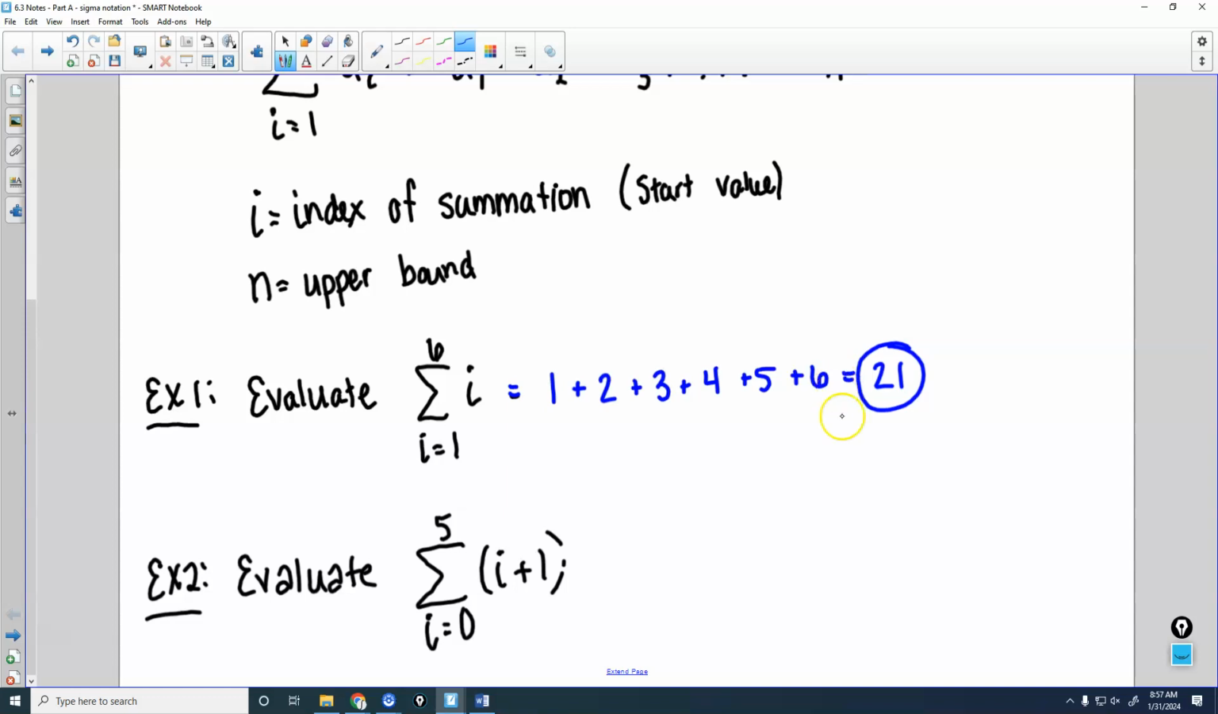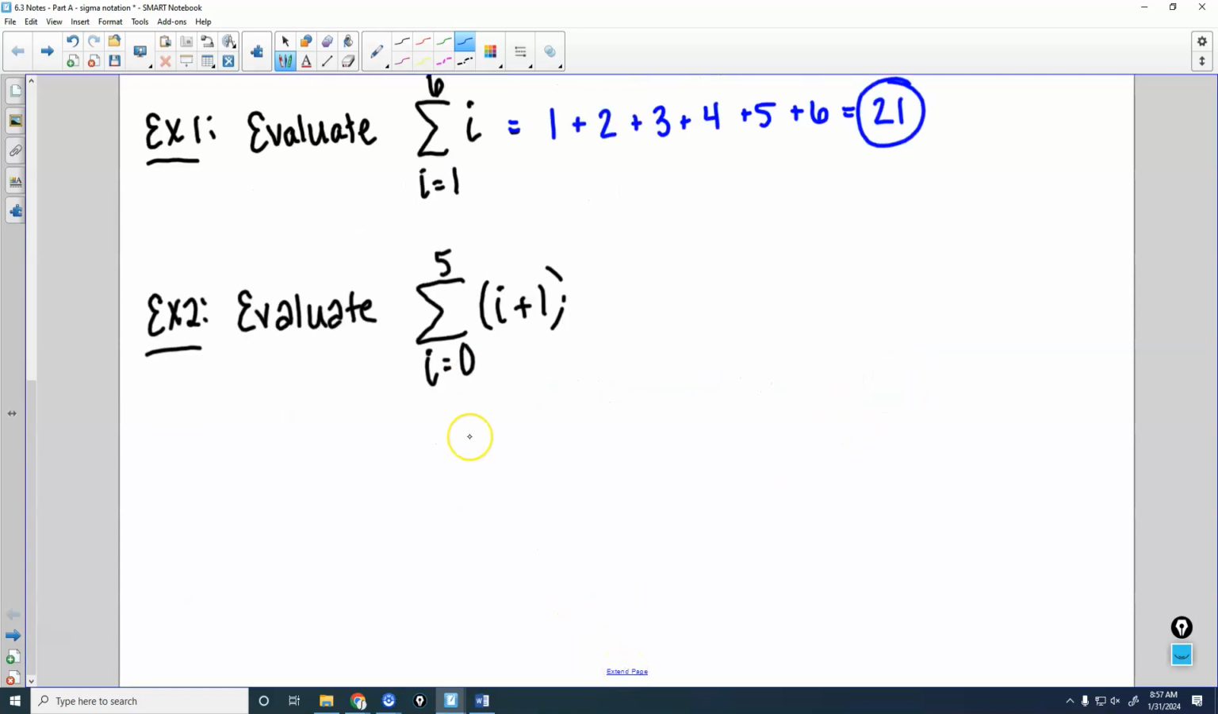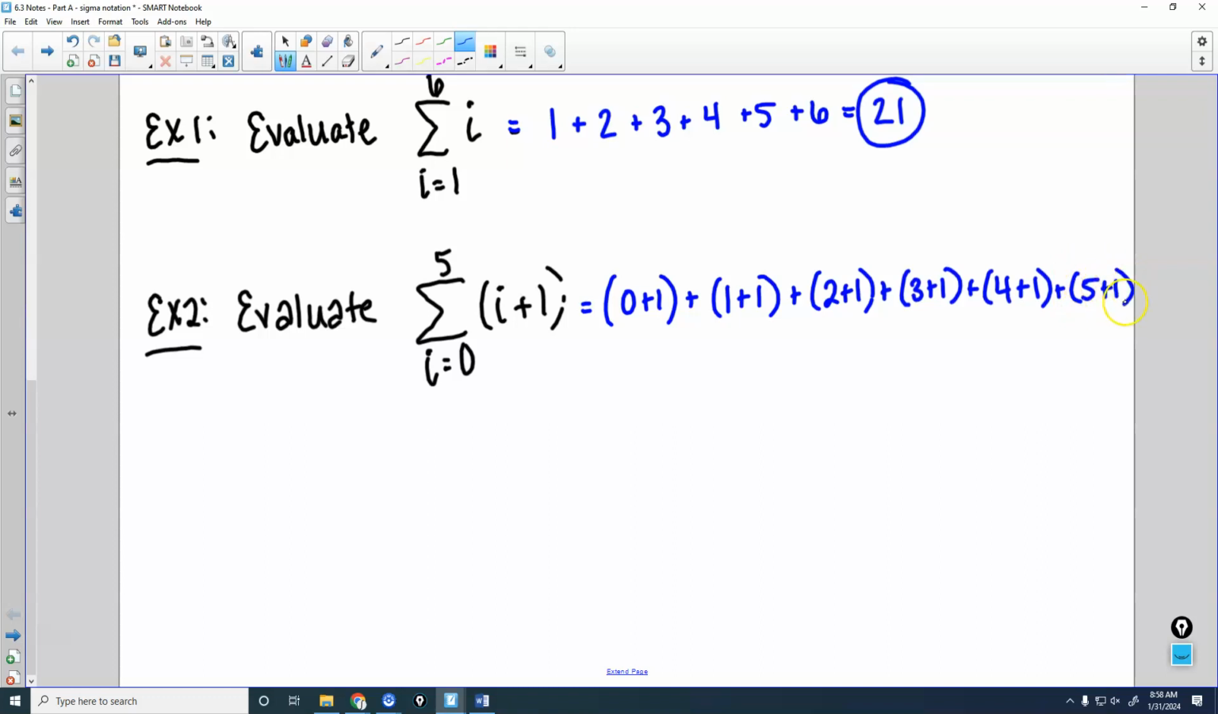Okay, let's do the second one here. This time we're doing the summation from 0 to 5 of I plus 1. So that would look like this. We would plug in 0 for the I, so we'd have 0 plus 1. And then we'd plug in the next number, 1 plus 1. And then 2 plus 1, plus 3 plus 1, 4 plus 1, and 5 plus 1.